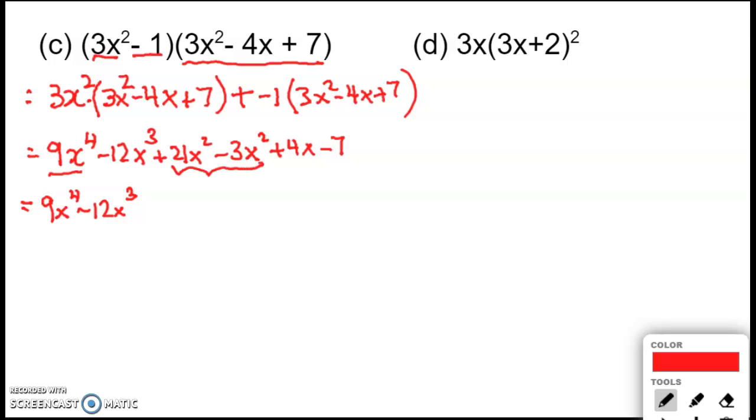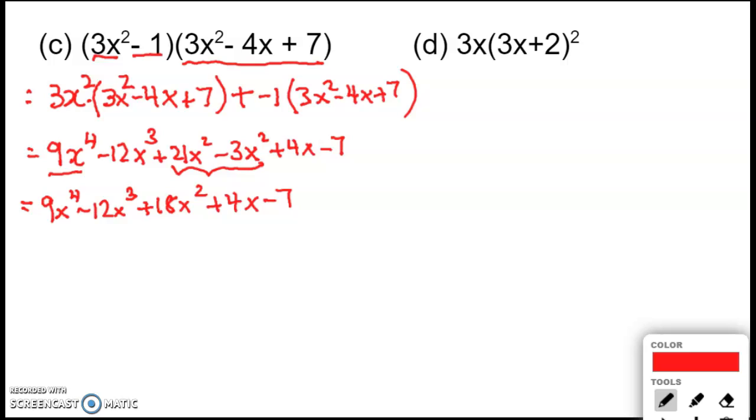Okay, 21x squared minus x squared minus 3x squared. 21 minus 3 is 18. So that's 18x squared. And then x term, there's no other x term, and there are no other constants. So that's my final answer.